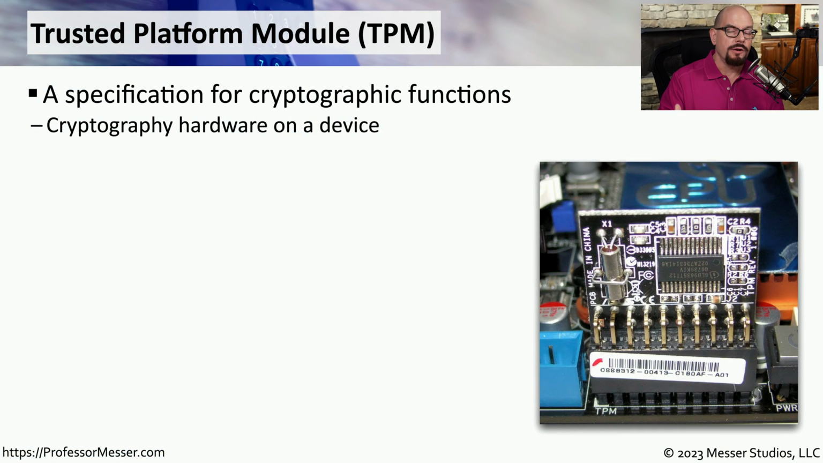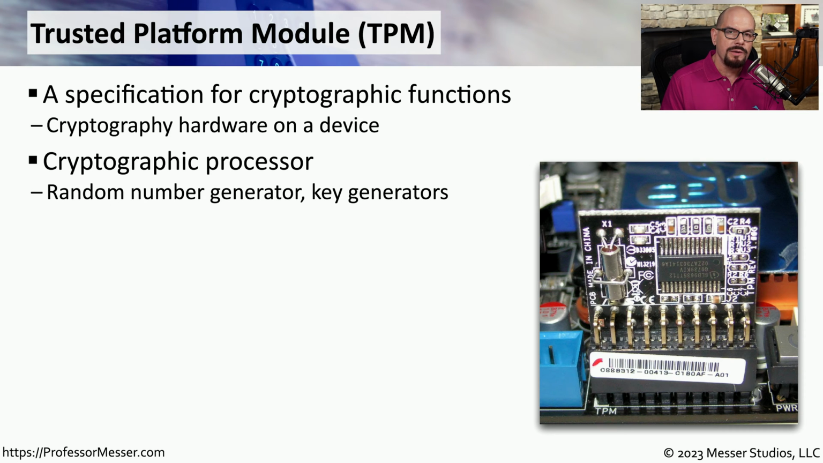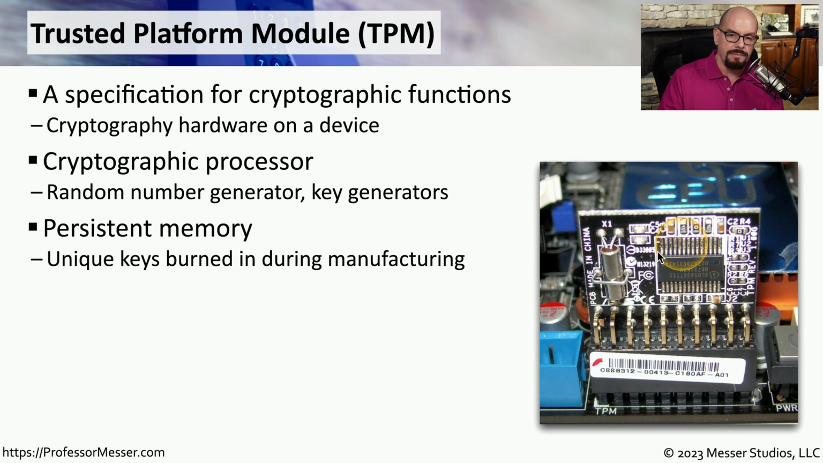If you were to look on a modern motherboard, you would find a chip or a subsystem called a Trusted Platform Module, or a TPM. This is a standardized bit of hardware that is specifically designed to provide cryptographic functions for that computer. If you want to do anything with cryptography, such as generating random numbers or keys, you can do that by using the TPM. The TPM also has persistent memory, so you can have keys that have been created and burned into this TPM that are unique to only this machine.